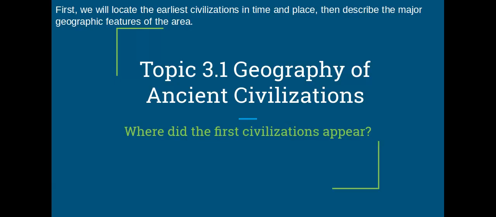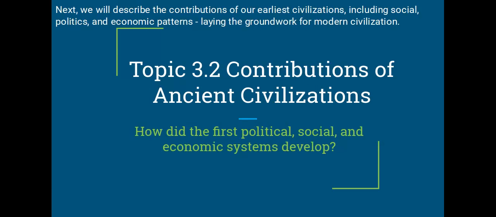First thing we're going to look at is geography. All right, we have to locate these civilizations in time and place. Basically, we have to know where and when they took place, and then describe the major geographic features of the area. So where did they first appear? And we're going to really talk about, again, what a civilization is and where they first appear.